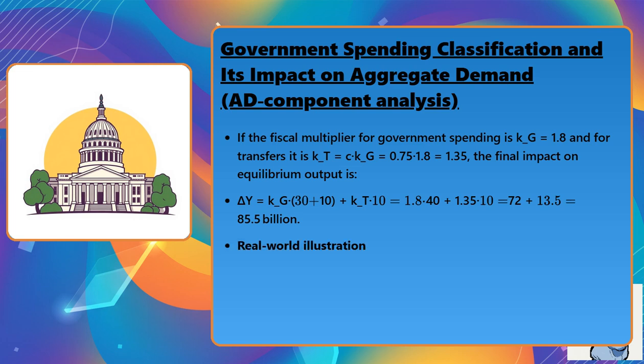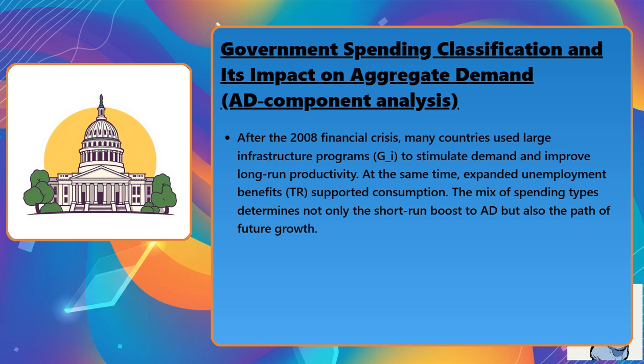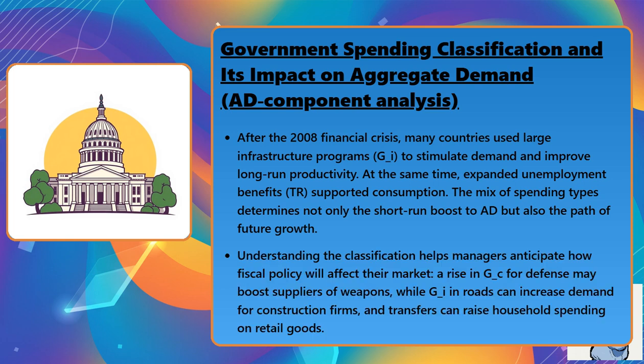Real-world illustration. After the 2008 financial crisis, many countries used large infrastructure programs, G sub I, to stimulate demand and improve long-run productivity. At the same time, expanded unemployment benefits, TR, supported consumption. The mix of spending types determines not only the short-run boost to aggregate demand, but also the path of future growth. Understanding the classification helps managers anticipate how fiscal policy will affect their market.